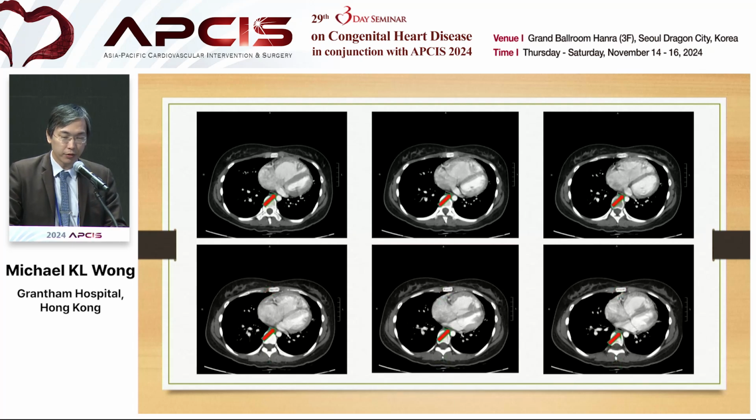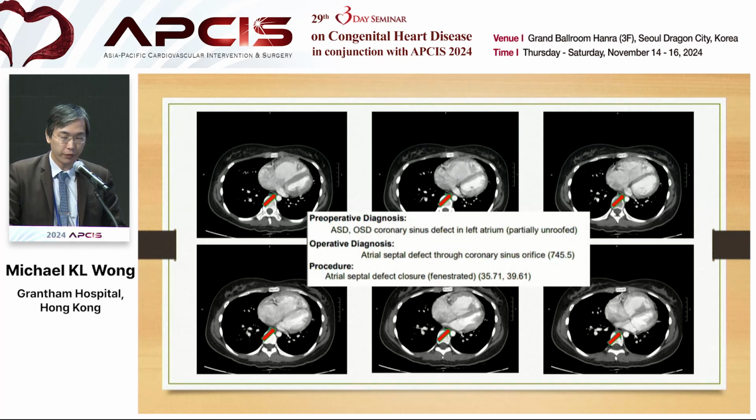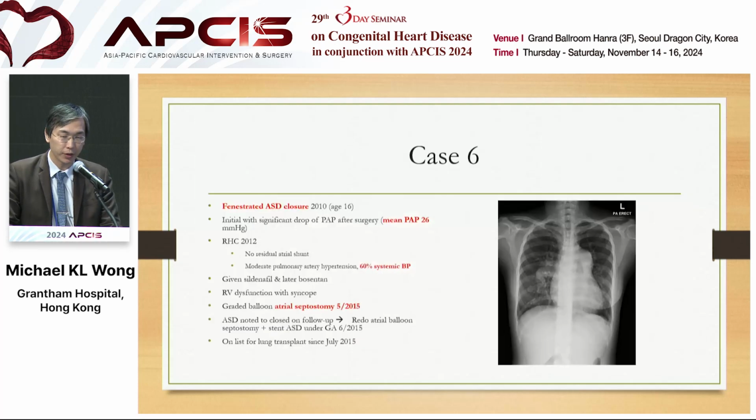However, subsequent imaging follow-up showed actually there is a communication between the coronary sinus and also the LA. So subsequently, the patient was diagnosed to have relatively uncommon unroofed coronary sinus type of ASD, and therefore had undergone fenestrated coronary sinus closure for this unroofed coronary sinus type of ASD.